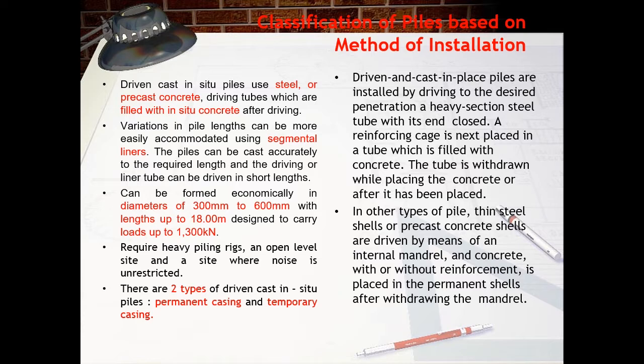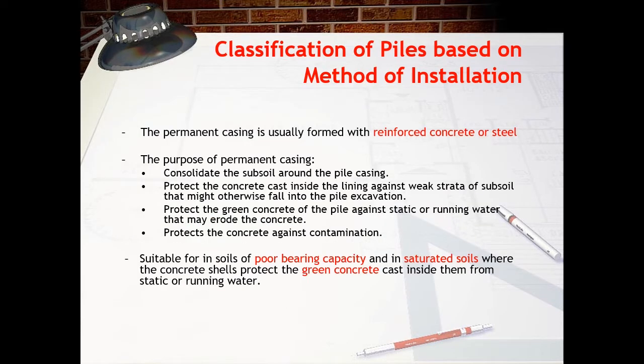In the other type of piles, thin steel shell or precast concrete shell are driven by means of an internal mandrel, and concrete with or without reinforcement is placed in the permanent shells after withdrawing the mandrel. The mandrel is actually like an iron rod that we put inside the shell so that it can protect and maintain the shape of the tube. So the tube shape does not change when we drive it into the ground. The permanent casing is usually formed with reinforced concrete or steel.